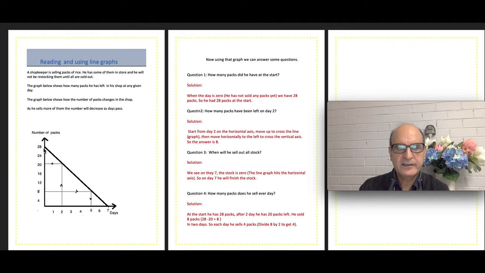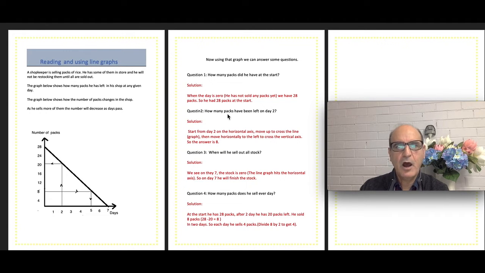Here you can see that the number of packs is 28 and the time here is 0. So time 0 means start. So at the start he has 28 of them. This is day 1, day 2, day 3, day 4, and this is day 0. Remember that this axis shows the number of days. So the answer is 28. Initially he had 28 packs in his store.